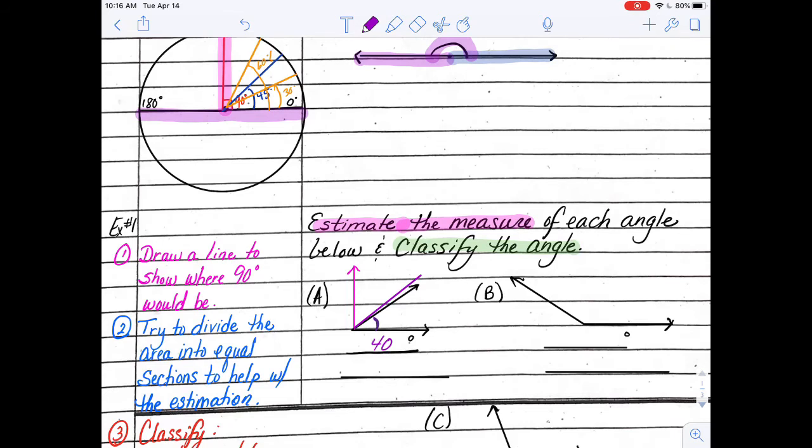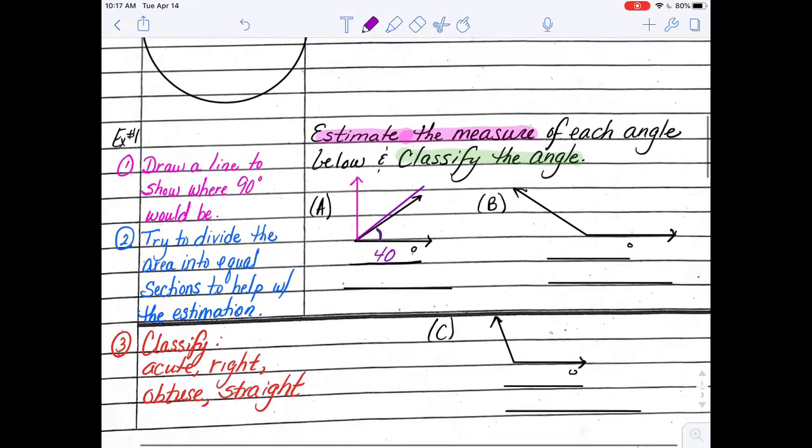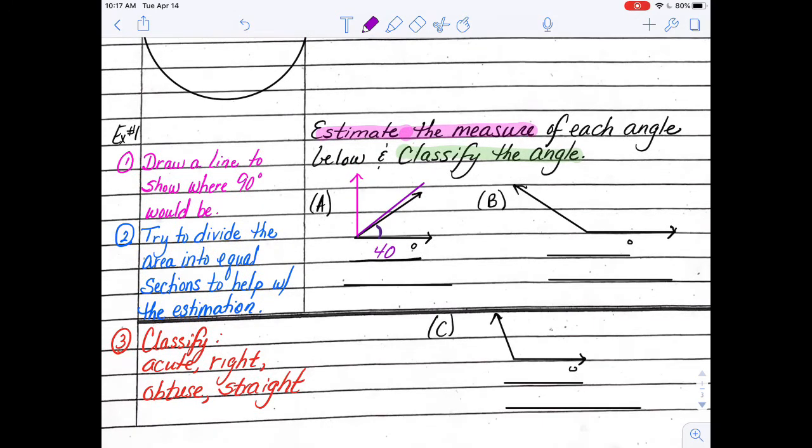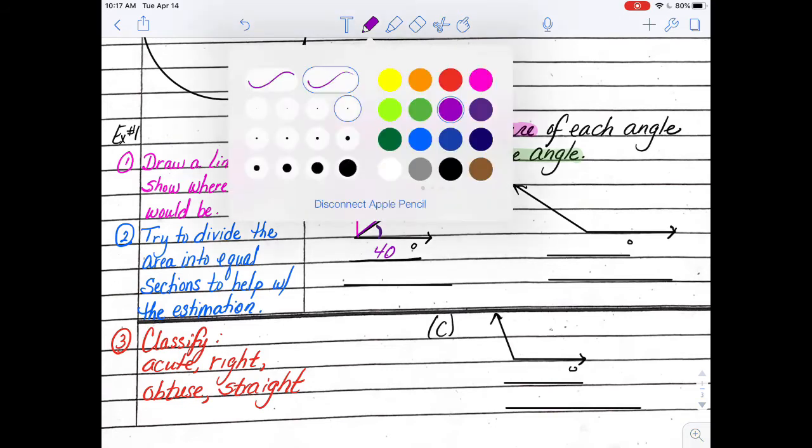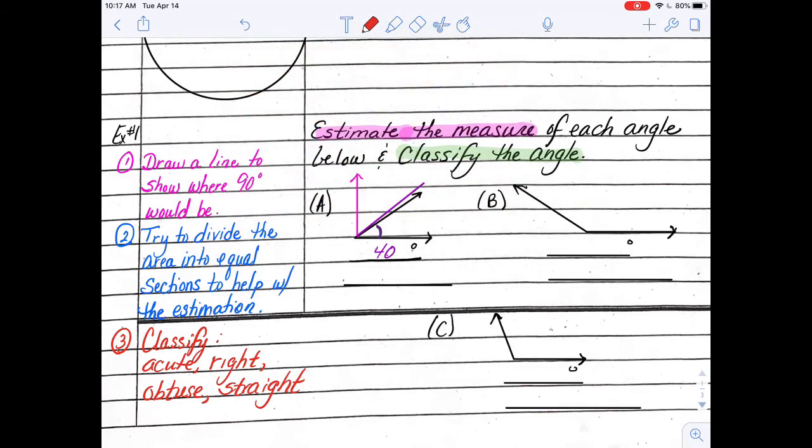If you gave me even 30, I think it's a little bigger than 30. That's what it's asking you to do. About how many degrees do you think that would be? So I just divided it into half. You can divide it into thirds to get a better estimate. Whatever you feel will give you a good chance of determining how many degrees this was without using a protractor. And then classifying: if it's under that 90 degrees, which ours is, that would be an acute angle.